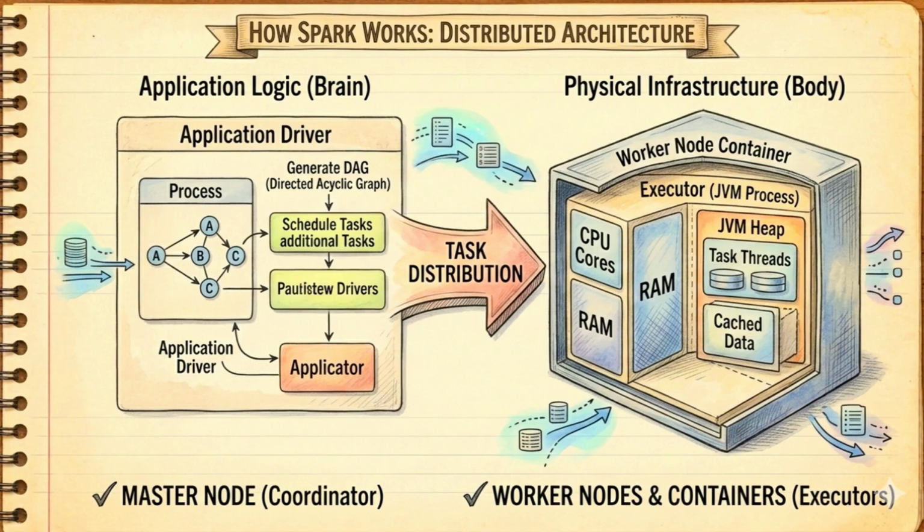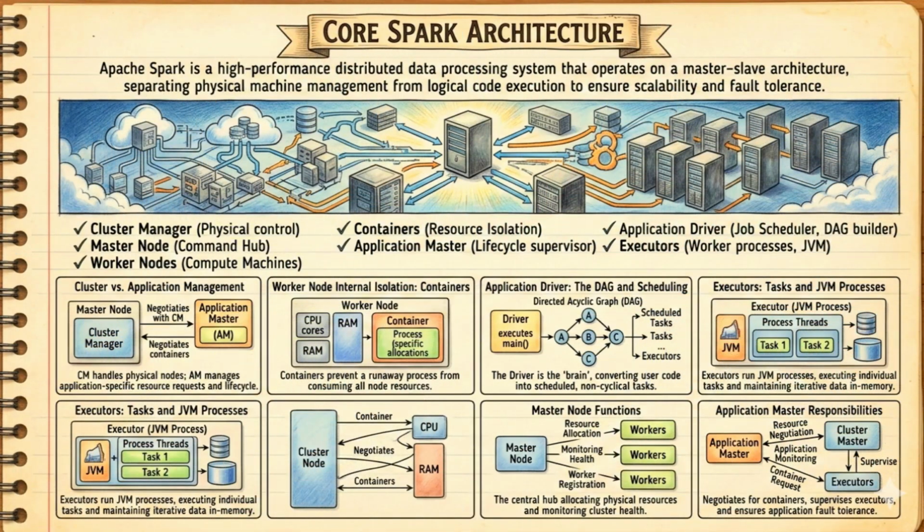So, in summary, Spark works by transforming user code into a DAG, dividing the work into tasks, distributing these tasks across multiple machines, and executing them in parallel using the executors that leverage in-memory processing. Moving on to the core Spark architecture, there are a few components that make Spark capable of distributing work.